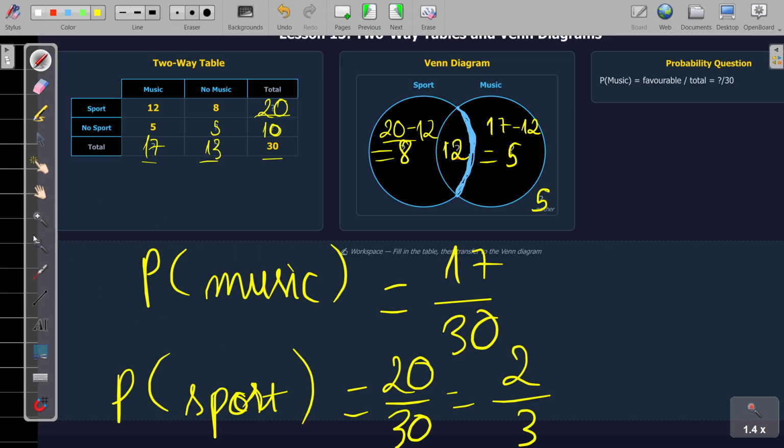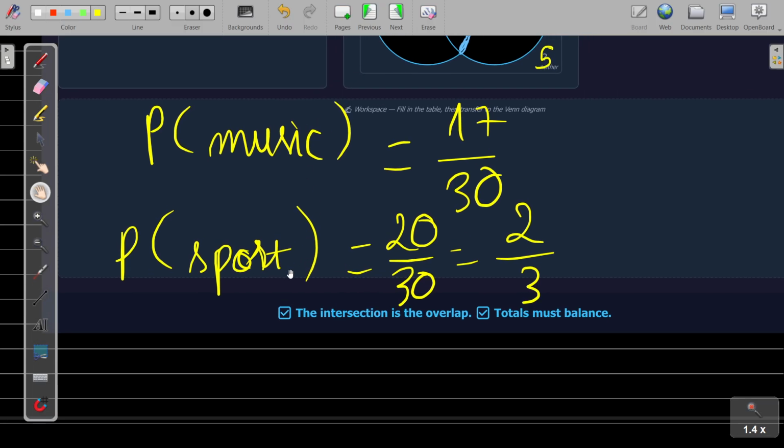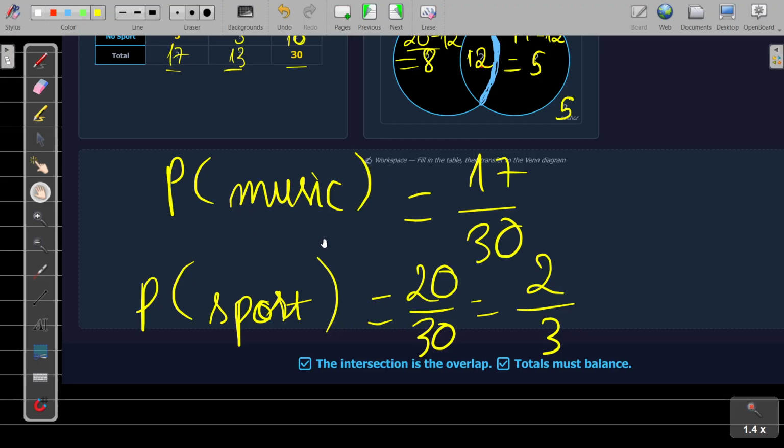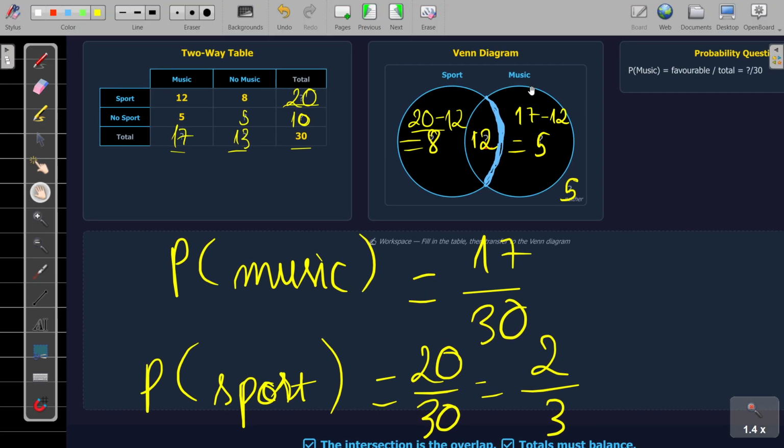So in today's lesson, of course, we learned that in two-way tables, the totals must balance vertically and horizontally. In Venn diagrams, always remember that the intersection is the overlap. You fill the middle section first, and then you will have the information for the entire Venn diagram itself.